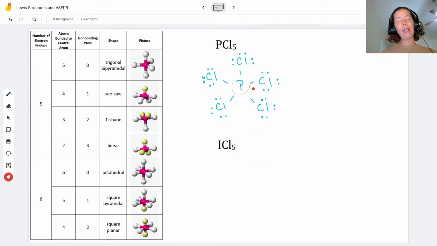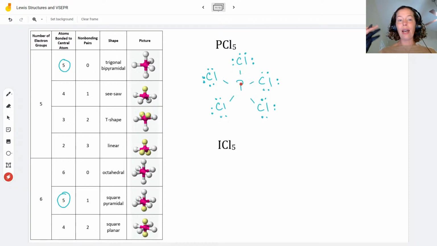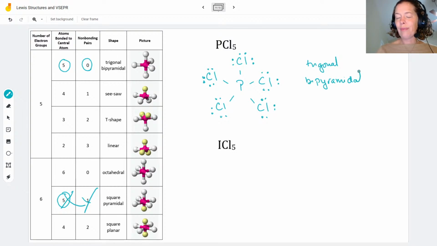Okay, so central atom, phosphorus, how many atoms is it bonded to? 1, 2, 3, 4, 5. So I can be this guy, or I can be this one down here. Okay, so let's take a look again at our phosphorus. I have no lone pairs, no non-bonding pairs. So it's not this one. It's going to be this guy. So this one is trigonal bipyramidal. So that's really kind of an interesting shape there with the pyramid with one on top and one on bottom.